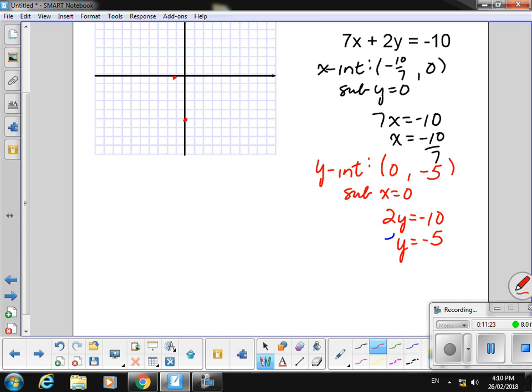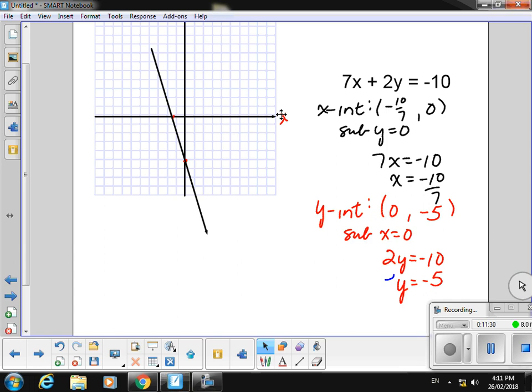3/7 of the way. Oh, smartboard not being nice. There's got to be some rule about labeling things in red. But anyways, our final graph by using x and y intercepts is this line.